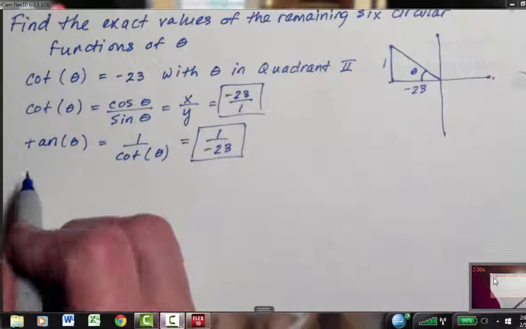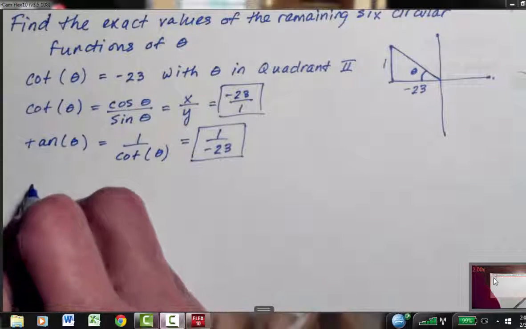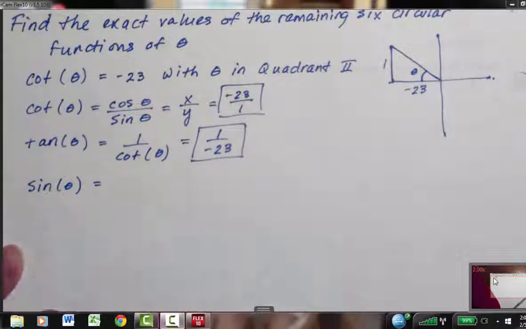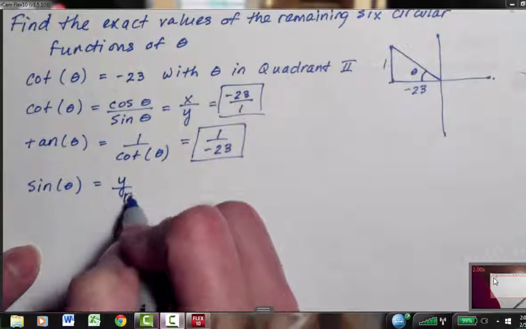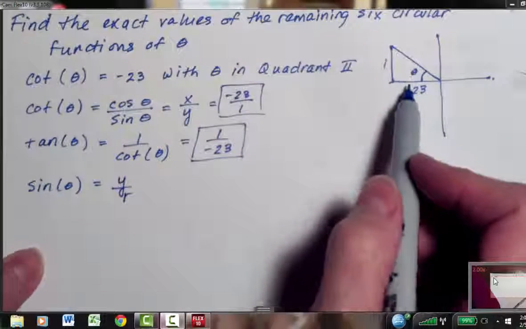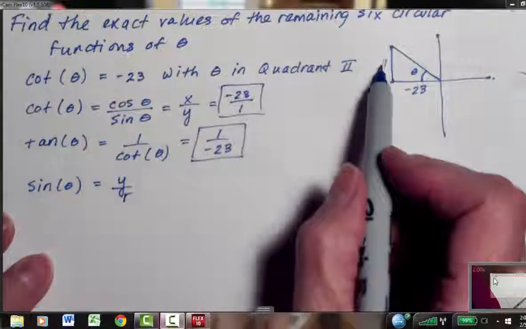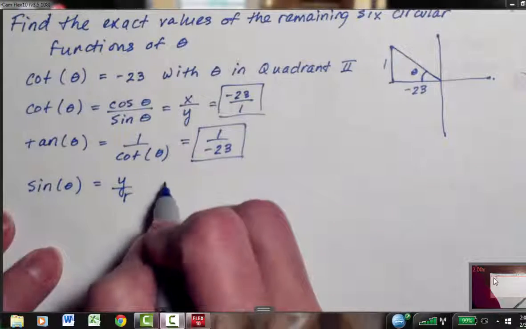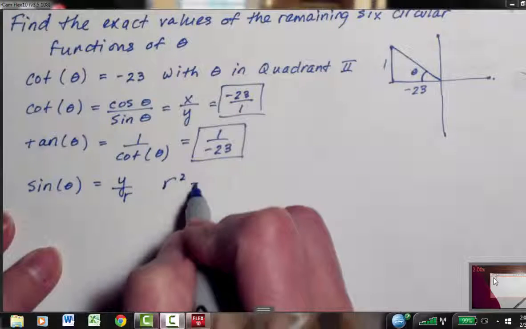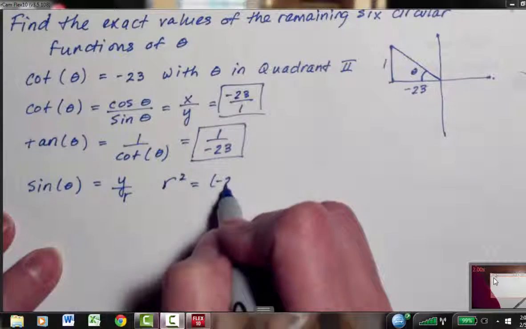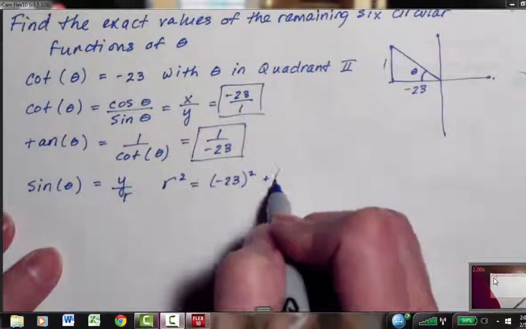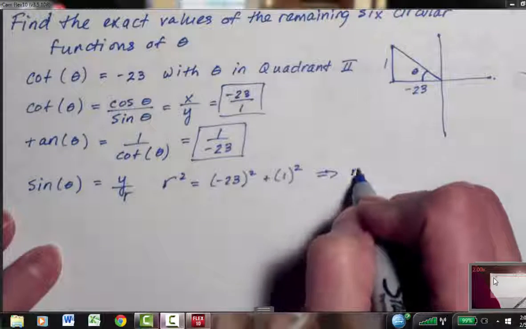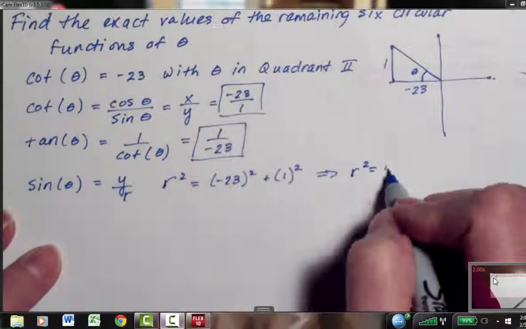Next one I'm going to find is the sine of theta, and to be able to find the sine of theta I need to remember that that is going to be equal to y over r. So in this problem, my diagram, my y is 1. We don't know what my r is, so we're going to need to figure out what r is. Well, r, using the Pythagorean theorem, squared is equal to negative 23 squared plus 1 squared. When we calculate this out, we end up with r squared equals 530.